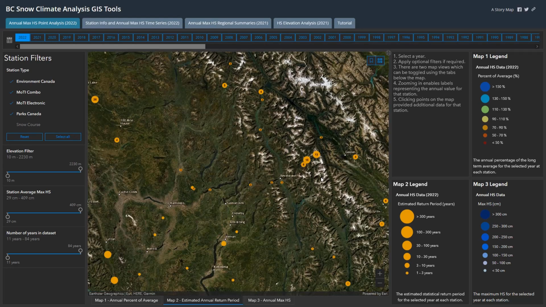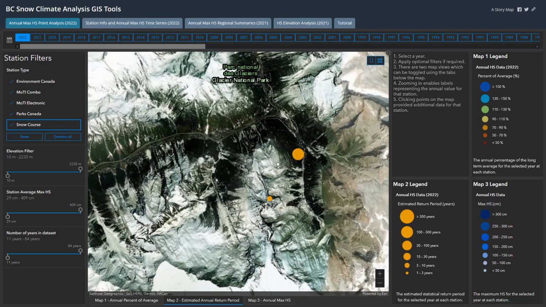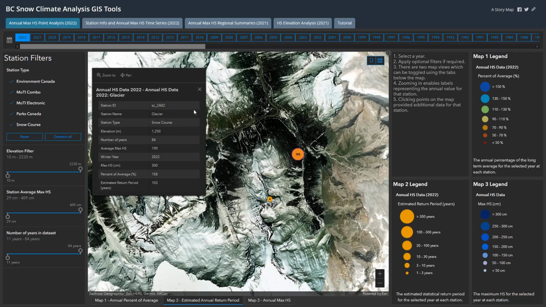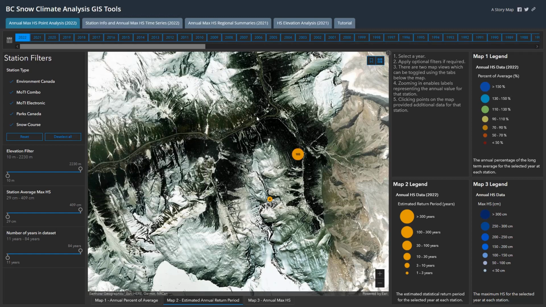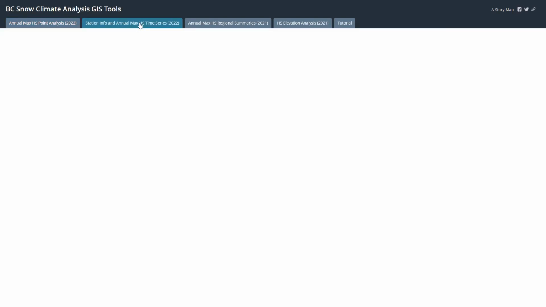One last thing before I finish, I'm going to turn the snow courses back on. I'm going to go back to Glacier Snow Course. Like I said, this really stood out for the interior. So what I'm going to do is switch on the top here, go to the station info and time series tab. This is going to load the other tool that I've updated for this year.